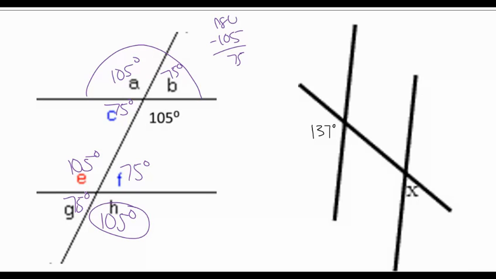So let's look at our next one here. We're asked to find angle X. I can see all the way over, I know an angle is 137 degrees. Don't assume that angle X is also going to be 137. Let's prove it is or it isn't.